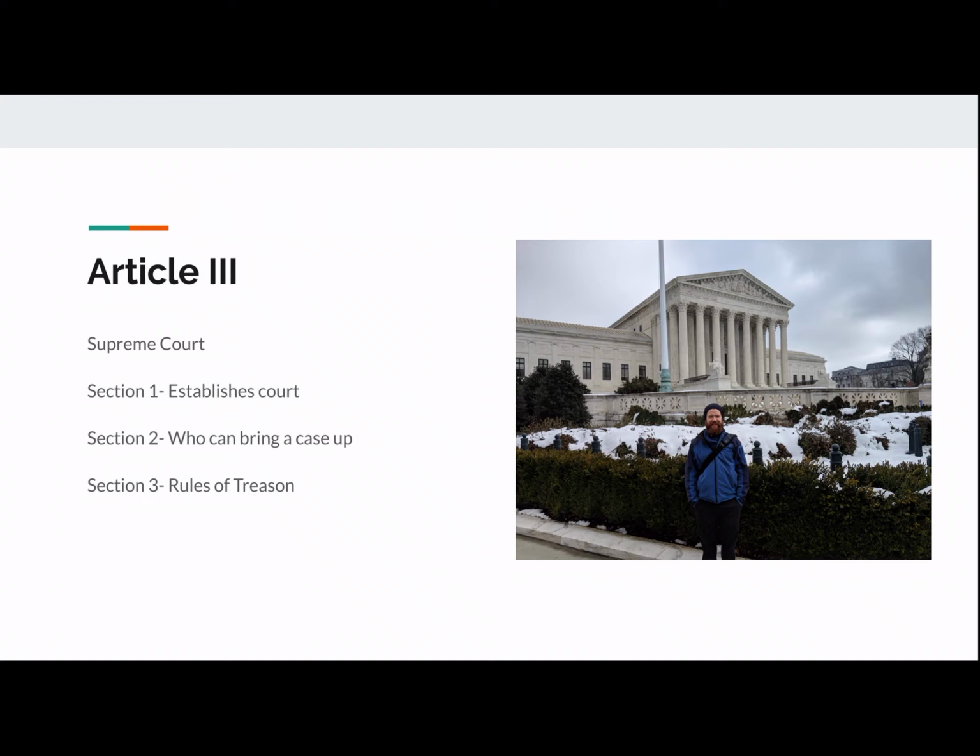Article 3 has 3 sections in it. Section 1 establishes the court. Section 2 kind of covers who and what type of cases can be brought up. And Section 3 specifically follows and rules on what treason is. The Supreme Court is the only court in the land that will actually deal with treason cases, because treason is going against the nation and it's a federal crime, and so that's why they kind of deal with it.